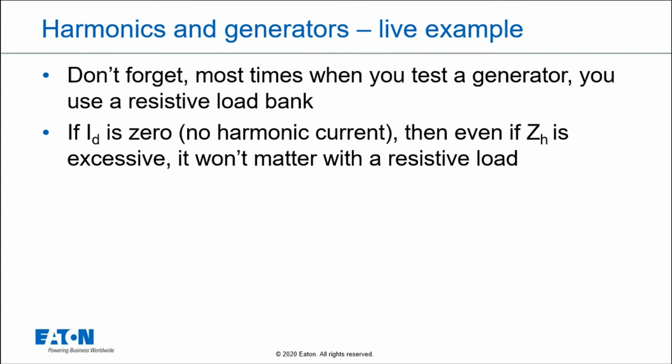Now, let's take a look at a live example. And as we look at this, think about something for a minute. If you think about a generator, when you go to test a generator because you think you might have an issue, what are you going to test the generator with? A lot of times you test it with a resistive load bank. If we go back to that Ohm's Law equation, voltage distortion equals current distortion times harmonic impedance. If your harmonic impedance is high, your voltage distortion is not going to increase if you test it with a resistive load bank, because your current distortion is zero. And again, that's an important piece. So let's take a look at a live example and we'll see what's going on.